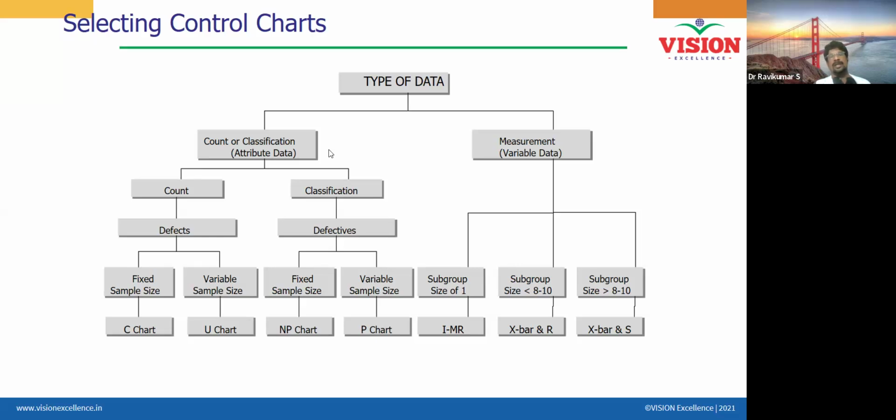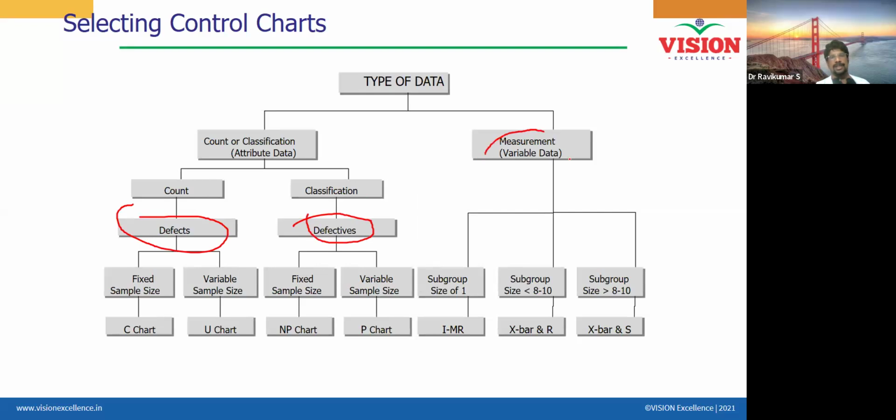Similarly, if we are going for countable data, like defects, defectives, true, false, wrong, right, accepted, rejected, then you have to go for this type of data, attribute data. In that you have two types of charts. One is based on defects, and another one is based on defectives.